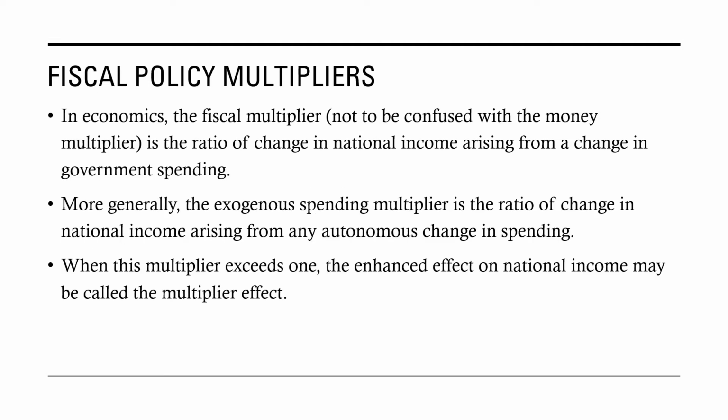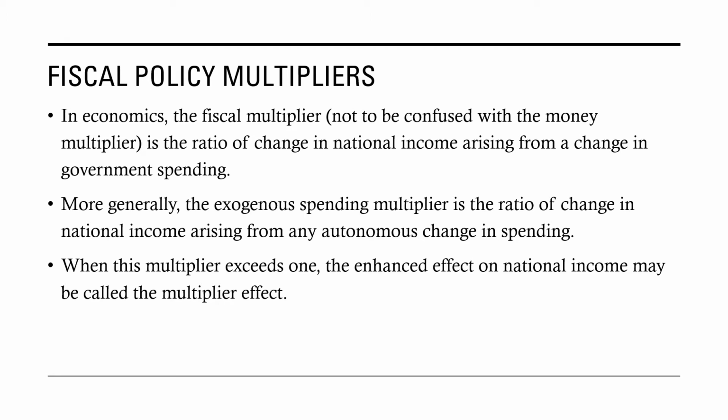Having understood the meaning of the monetary policy multiplier, let's go to the fiscal policy multipliers. In economics, the fiscal policy multiplier is the ratio of change in the national income which arises as a result of the change in government spending. We can see that the exogenous spending multiplier is a ratio of change in the national income arising out of an autonomous change in the spending of the government.